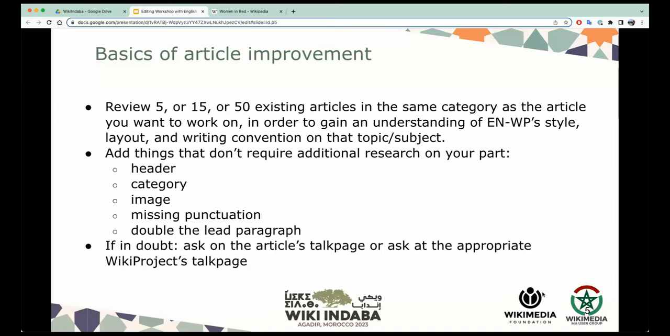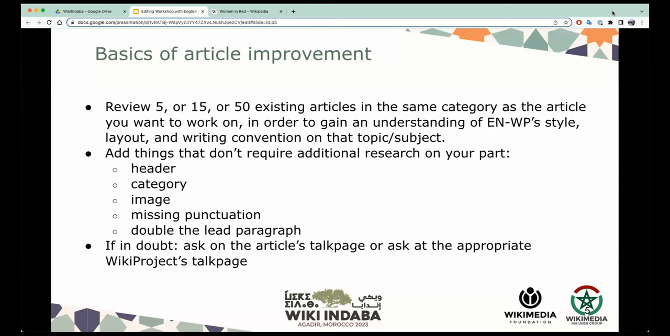How are they set up? What do the headers look like? How do the references look? How do the categories look? How does the first sentence look? How about the second sentence? Is there an image? And then try to emulate what you saw, because someone already read the policies before they wrote that article for those 15 articles about a Moroccan river. So you don't have to reinvent the wheel. Just emulate what you saw here and do it here on your new article about a river of Morocco. Okay.